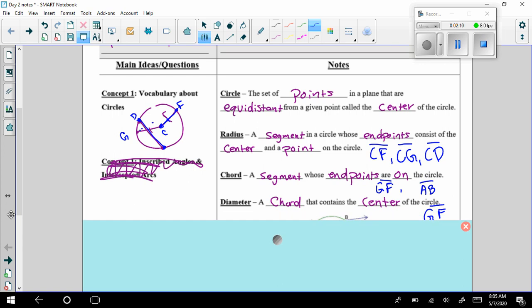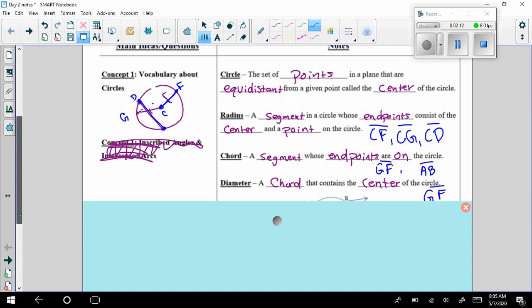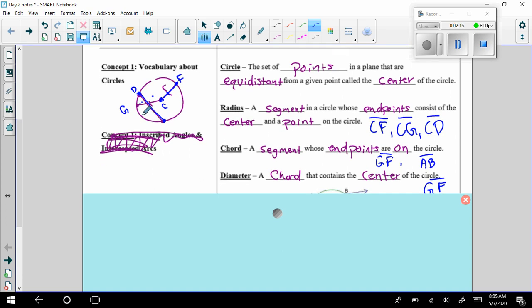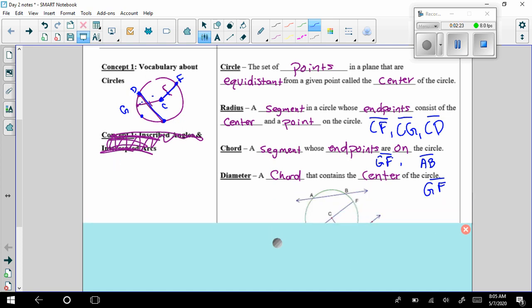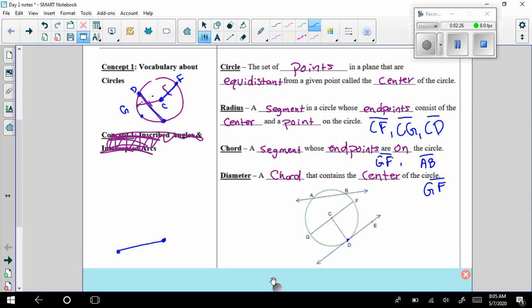The diameter is a chord that goes through the center. So if you have a segment that goes from one side to the other and passes through the center, that is a diameter. So in this diagram, it would be GF, and I'm going back up here. Radius is CF, CG, CD. Those are all radius. And GF, this whole thing, is a diameter. AB is a chord. GF, even though it is the diameter, is also a chord.